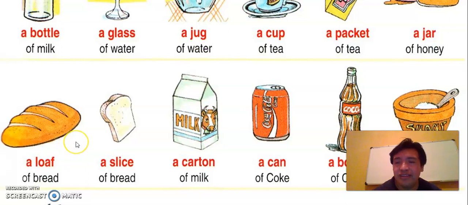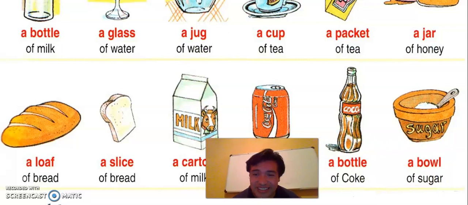and loaf. Do you remember that bread is uncountable in English? Well, here's the container, a loaf, which is like bar or piece, similar to piece or pieza. Then a slice, we already saw slice. Then we have a carton of milk, carton of juice, can, a can of Coke, a can of tuna. Once again, we have a bottle of Coke, a bottle of water, so a bowl, like tazón, a bowl of sugar, a bowl of soup.